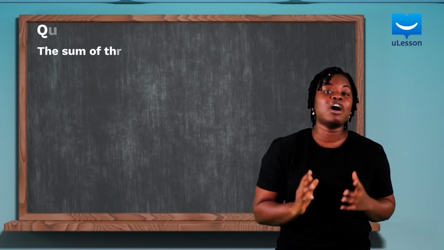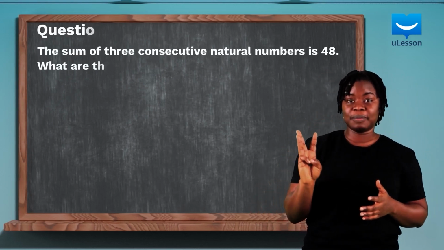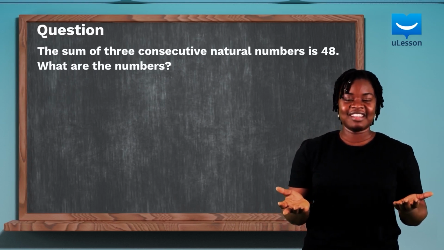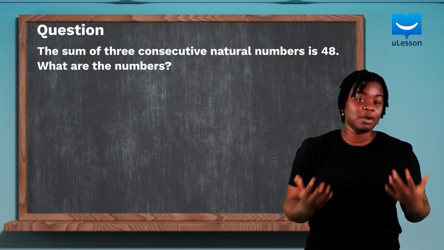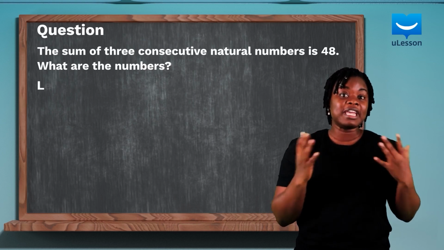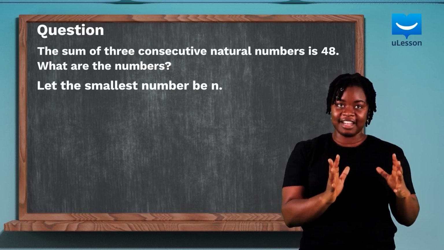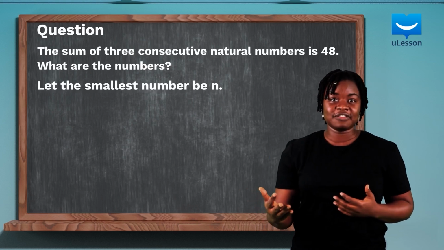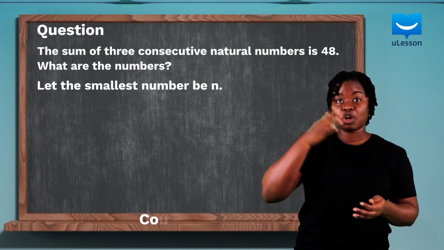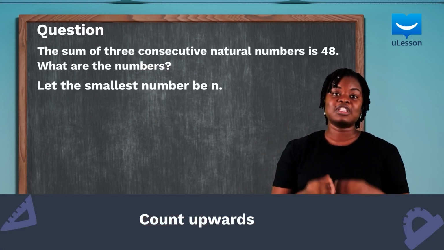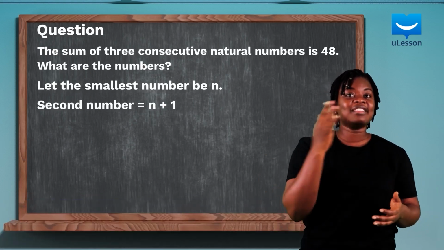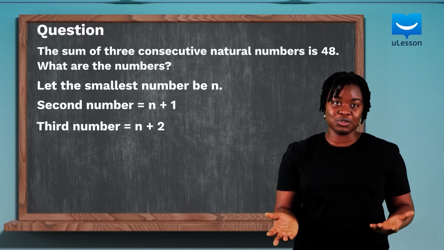Now, the sum of 3 consecutive natural numbers is 48. What are the numbers? Now, since we don't know what the numbers are, we're going to make the smallest number n. So we'll call that n. Now, since they are consecutive, it means that we count upwards from the smallest one. So that means the next number is n plus 1, and the next one after that is n plus 2.